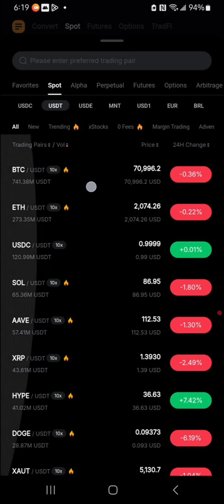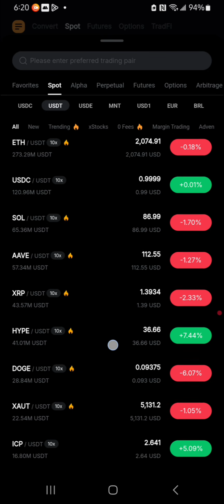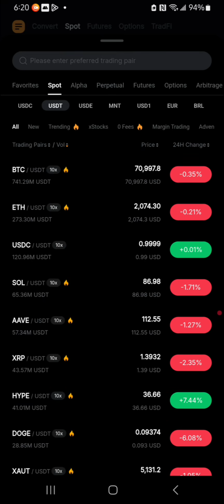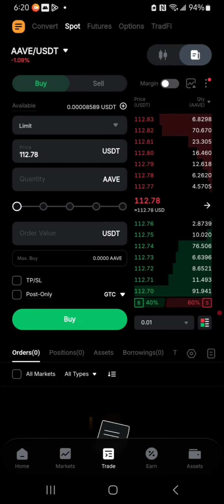741.4 million USDT volume within the last 24 hours. So that means it has been traded over that amount within the time frame of 24 hours. So whichever one you use, make sure the volume is quite decent. Let's go for this one called AAVE, because as you can see, it has over 57.4 million. So click on it, and right after clicking on it, you will need to spot the opportunity.